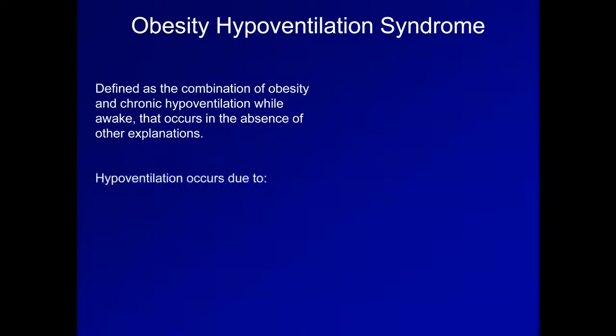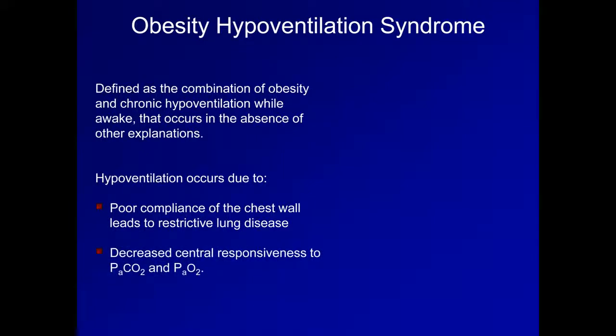Hypoventilation occurs due to two factors. First, there is poor compliance of the chest wall that leads to a form of restrictive lung disease. Second, there is decreased central responsiveness to changes in PaCO2 and PaO2. It's as if the brain decides that too much physical effort is required for the body to maintain normal ventilation, and it resets itself to accept a higher PaCO2 before triggering a sensation of shortness of breath.